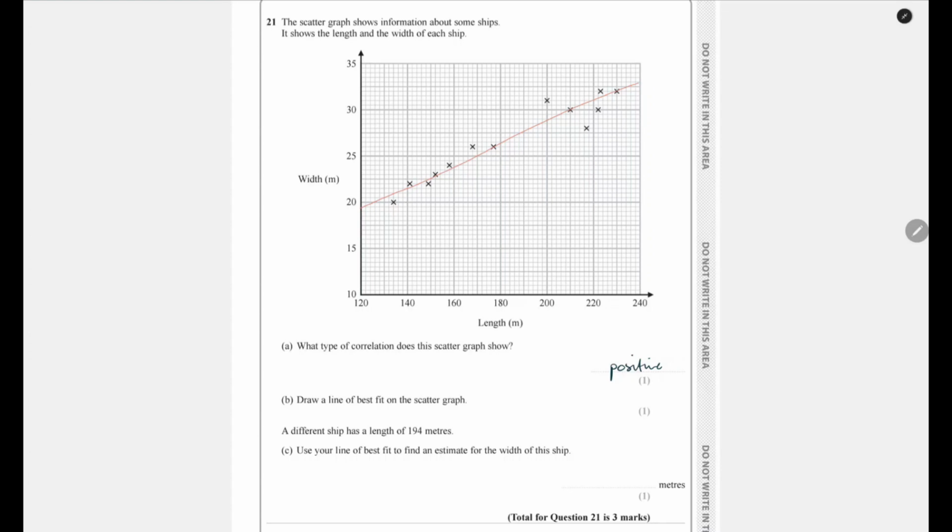A different ship has a length of 194 meters. Question C is asking us, use your line of best fit to find an estimate for the width of the ship. So 194 is here, and so we go up to our line of best fit, like so, and then we go across to get the width, and that is roughly 28 meters. So we can estimate the width of the ship to be 28 meters.